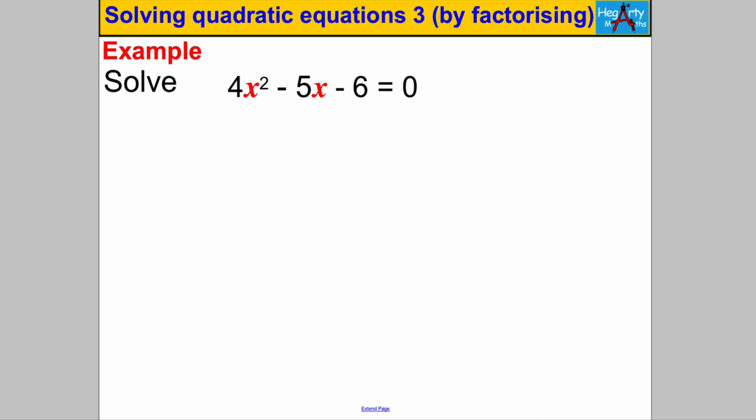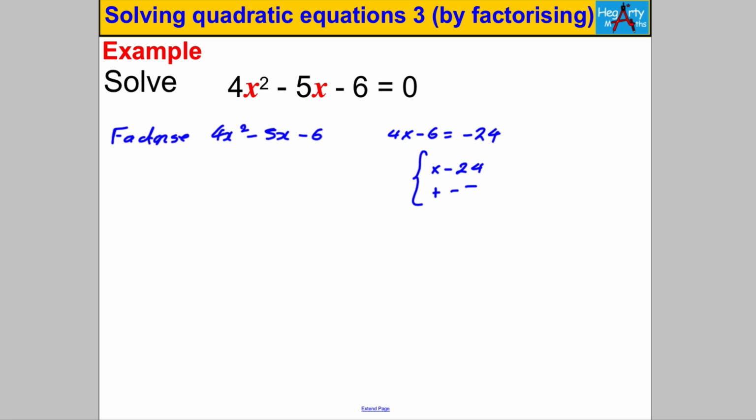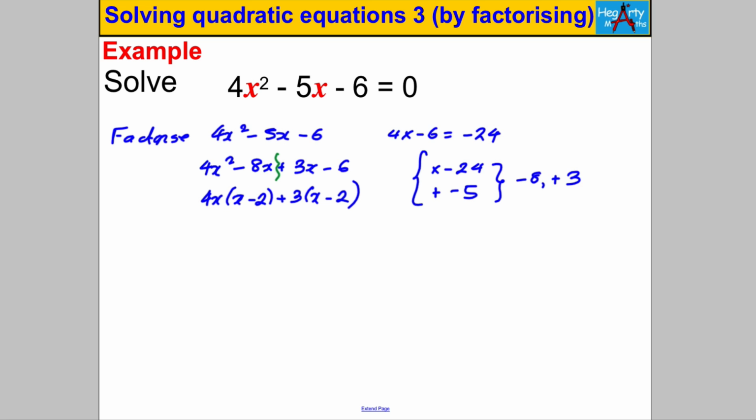This one, pause the video, make sure you have a go yourself. So I'm going to factorize without talking again, so either you do this yourself or you just watch me, but I'm not going to talk it through anymore. And there you go, I've factorized that expression.